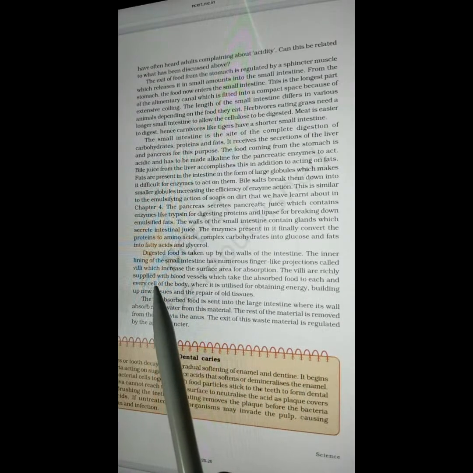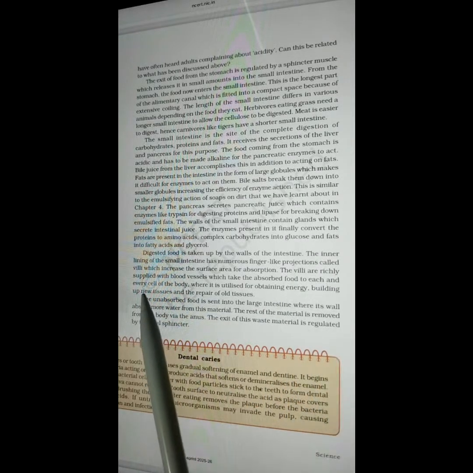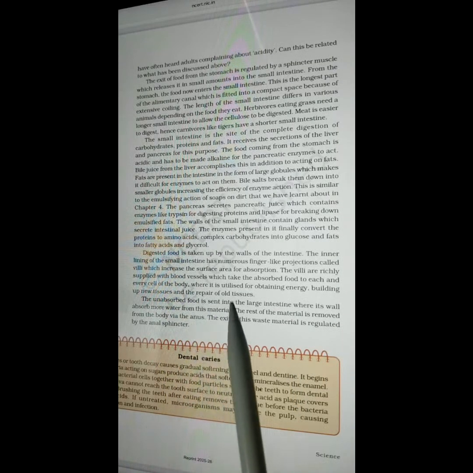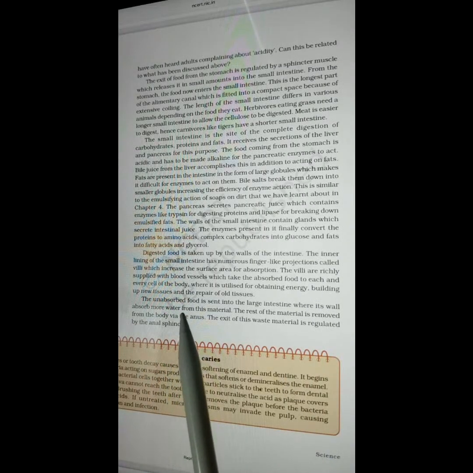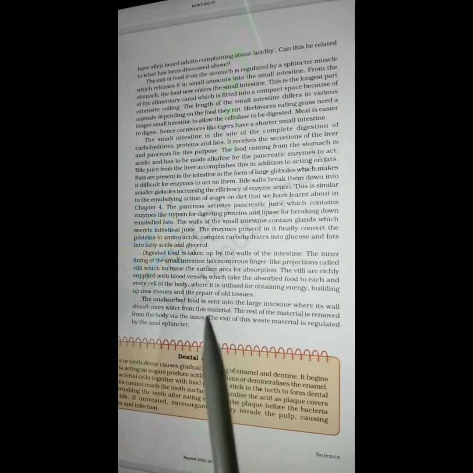The inner lining of the small intestine has numerous finger-like projections called villi, which increase the surface area for absorption. The villi are richly supplied with blood vessels, which take the absorbed food to each and every cell of the body, where it is utilized for obtaining energy, building up new tissues, and the repair of old tissues.